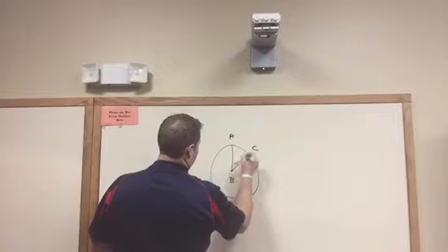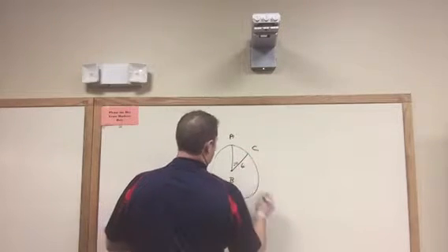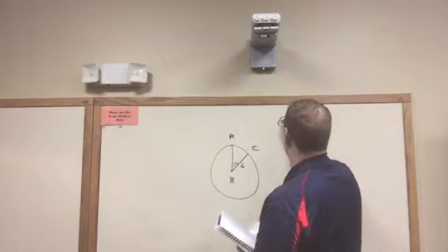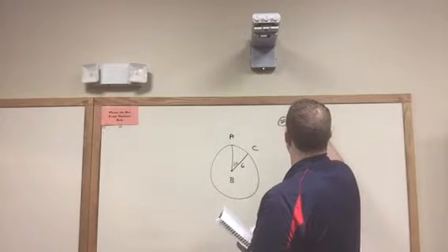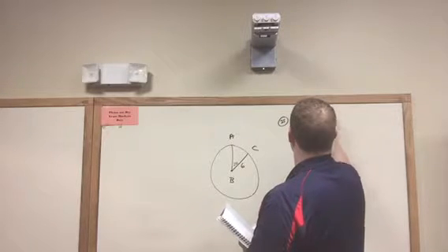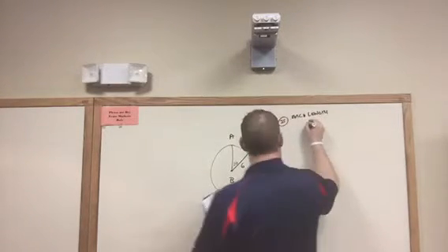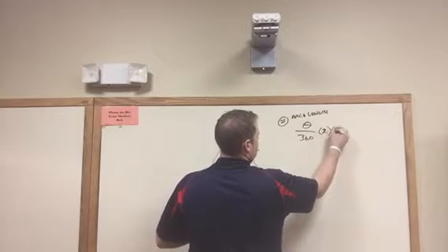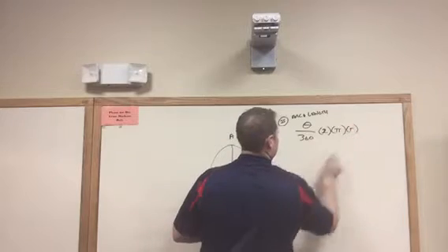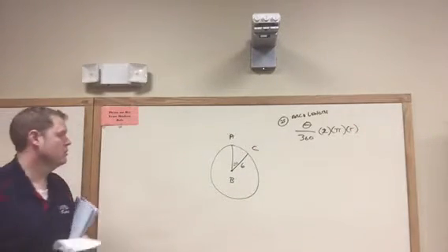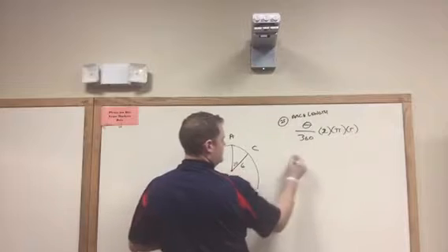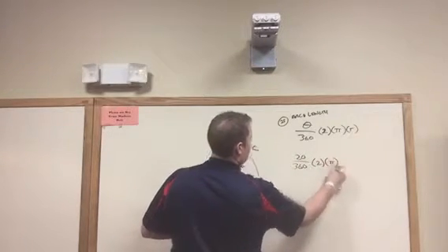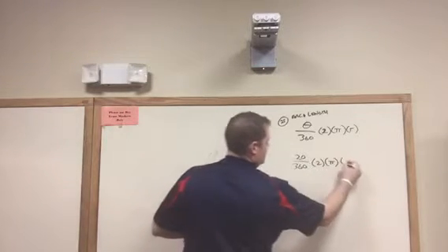this is 20. The radius is 6. So number 25 asks for the arc length. Well, what's the arc length, class? What's our equation? Fraction of the circle, 2 pi r. That's our equation. So, what's the fraction? 20 over 360. 2 pi. And what's my radius? 6.